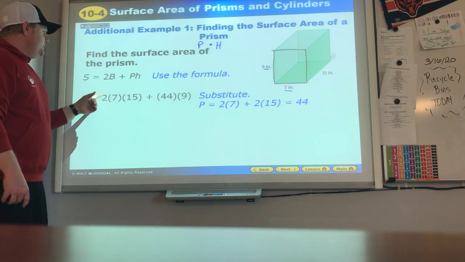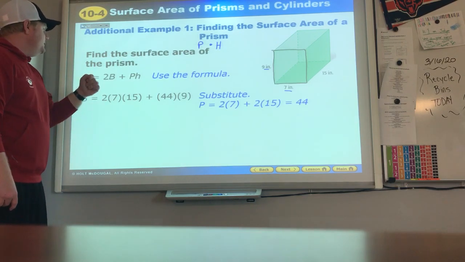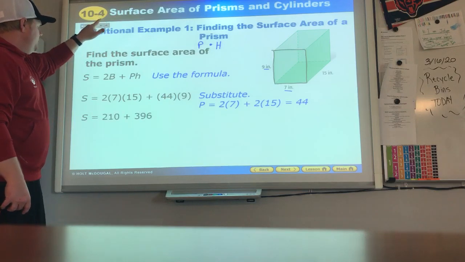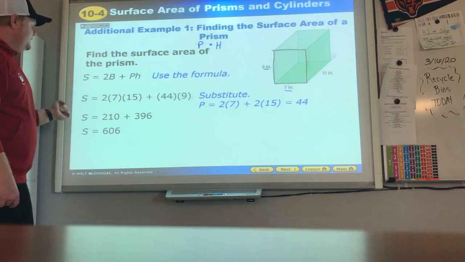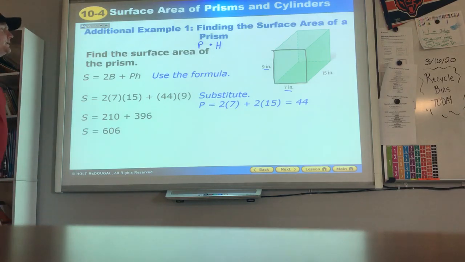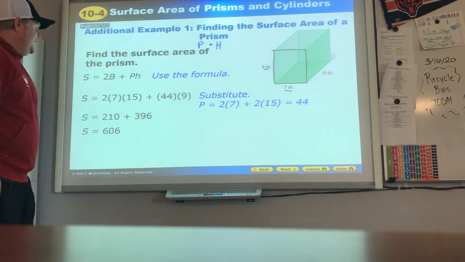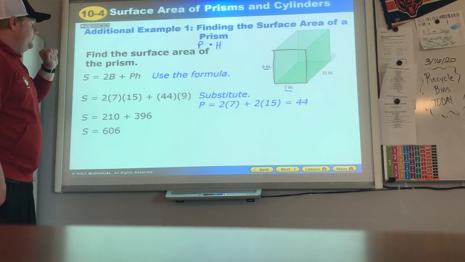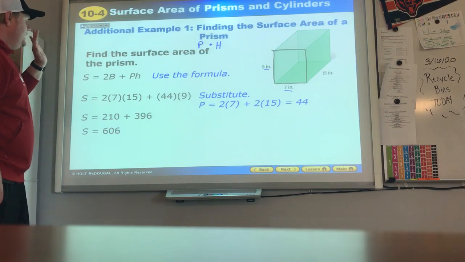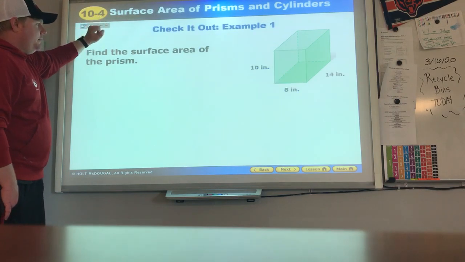So, 2 times 7 times 15, they're going to get 210 plus 396, which is 606. Okay? They got these. They did it a little bit different than I did because they already found the base and they found the other items that they needed to find. I would really suggest you go back and you look at mine.